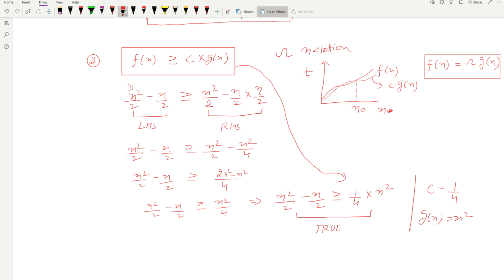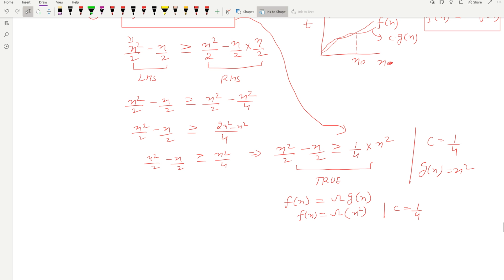So we can say that in terms of omega notation, we can represent this function f of n as omega of what? G of n. Okay, so what is the value of this g of n function here? This is n square. And for what value of c? This is for 1 by 4. So for 1 by 4, we can rewrite this function as omega of n square.